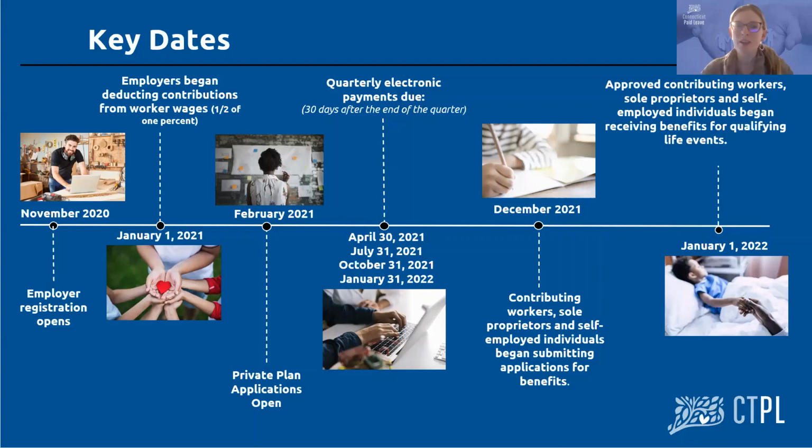In February, we began accepting applications for private plans. Our agency accepts payments quarterly. We ask that you, as the employer, remit them quarterly to us. There is a 30-day grace period after the end of the quarter. So for example, first quarter, January, February, March payments are due by April 30th, and so on and so forth.